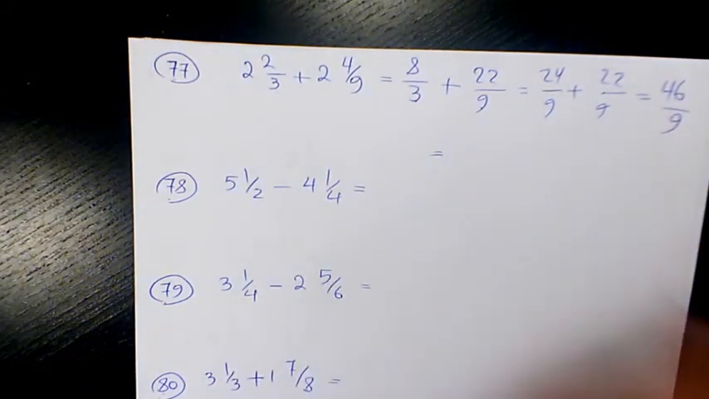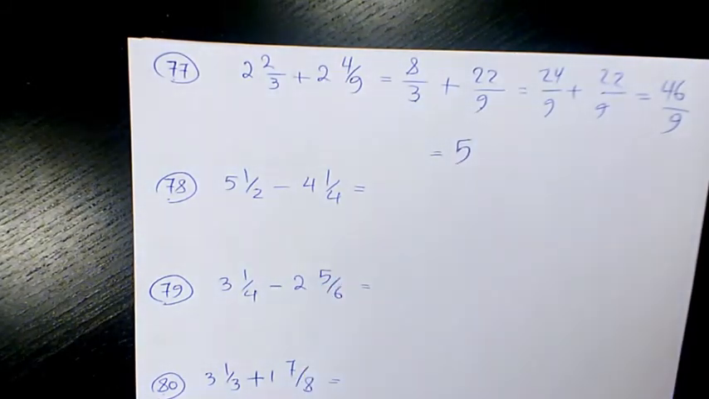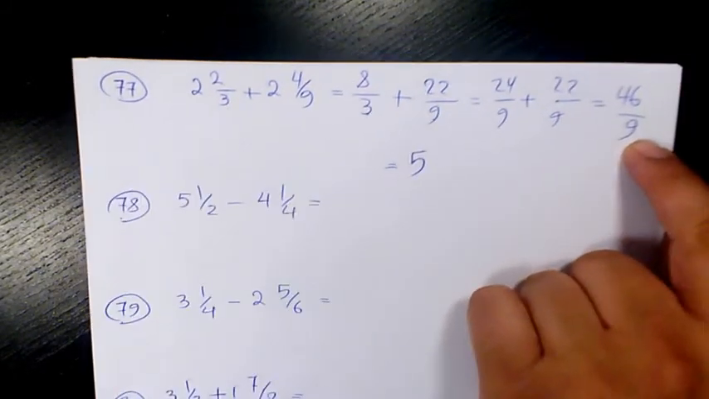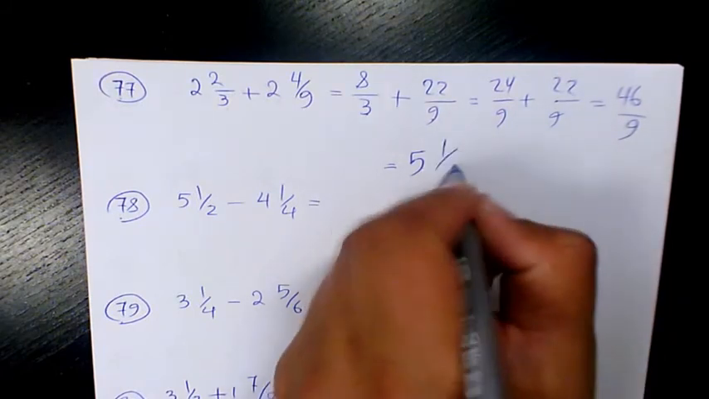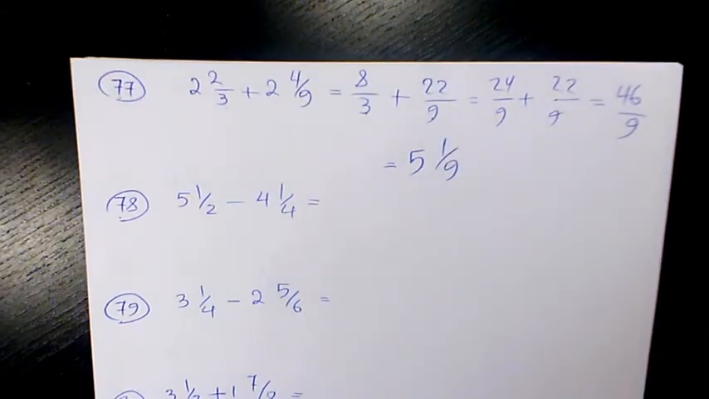46 over 9, that's going to be 5.11. So we take the 5 out. 5 times 9, 45. 46 minus 45 is going to be 1. So its answer is going to be 5, 1 over 9.